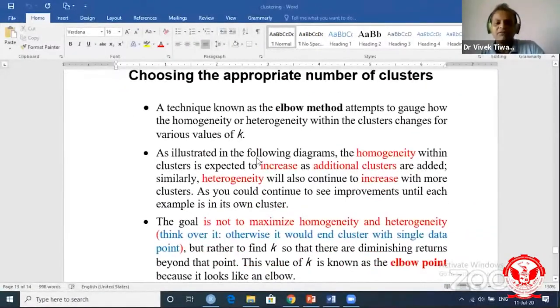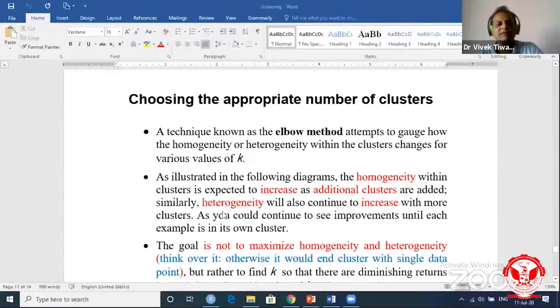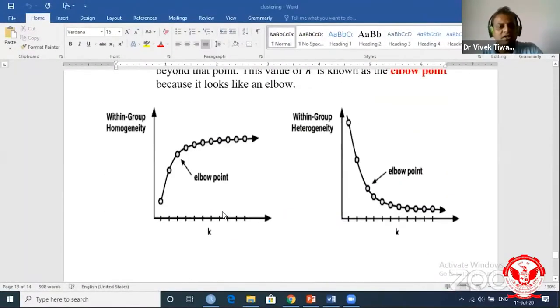So the procedure of the elbow method is written over here. I will not go into the discussion. I will explain through the example how it works. So we have two objective functions, you know. Any objective function you can consider, either homogeneity or heterogeneity, in both cases you will get the same answer. So I'm going to explain by using the homogeneity. Try to focus on this graph.